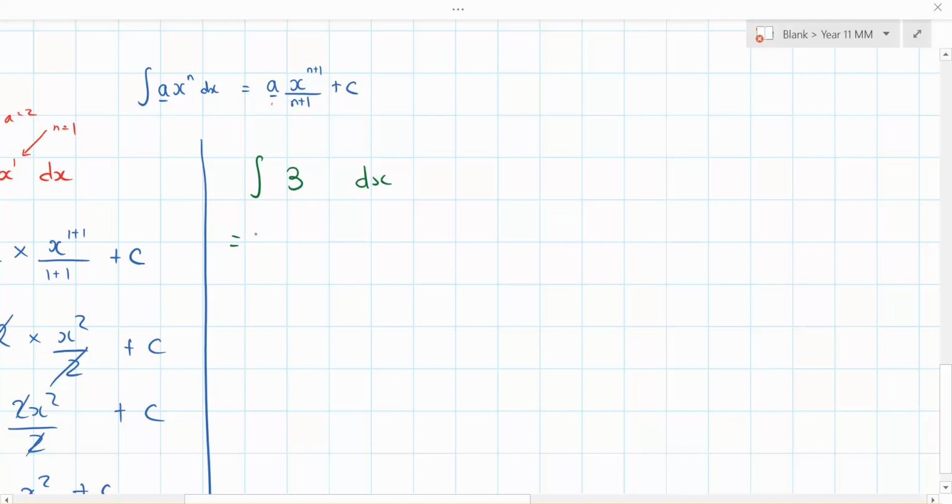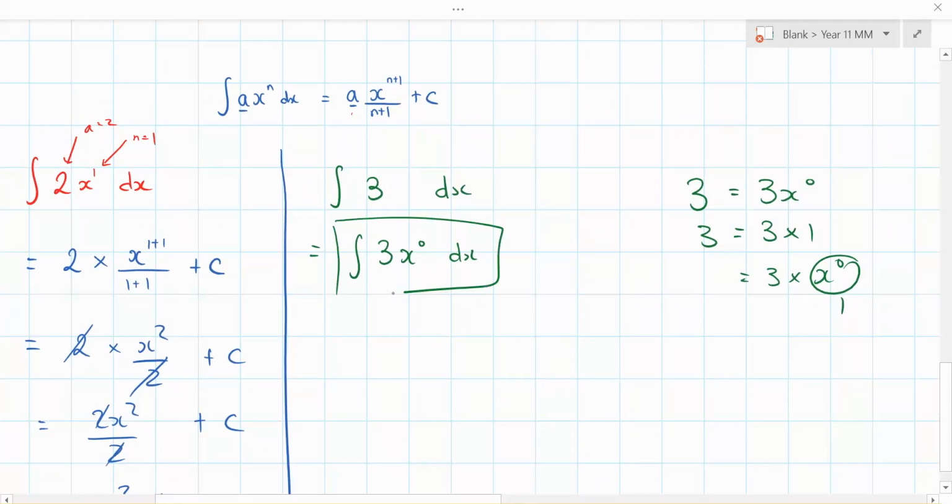You have to realize that when you write 3, it's also the same thing as writing 3x to the power of 0. True? Have a think a moment. Think about it. Does that make sense? Because 3, is that the same thing as writing like that? Well, if you really think about it, yes, it is, because this is the same thing as writing 3 times 1, because 3 times x to the power of 0, that is 1. Anything to the power of 0 is 1. So yes, I do have a power.